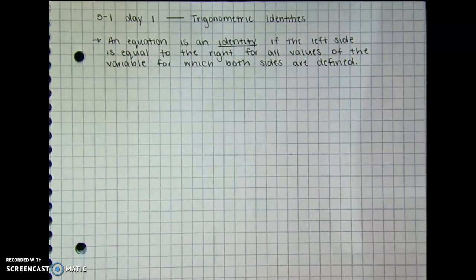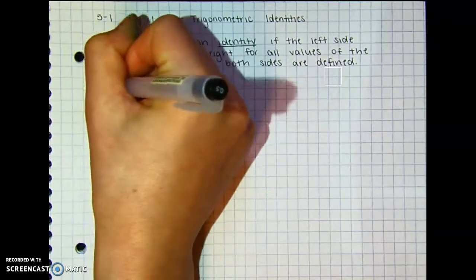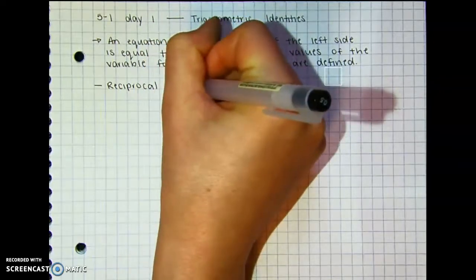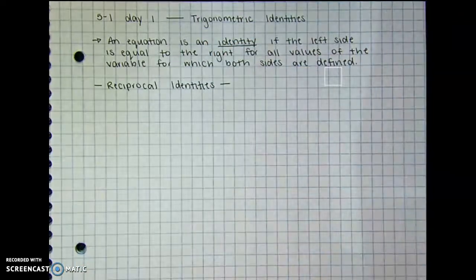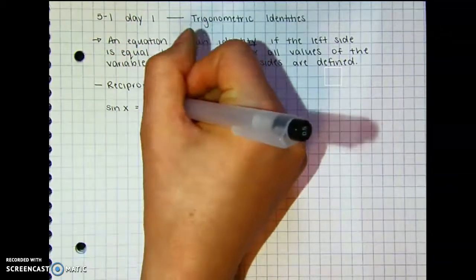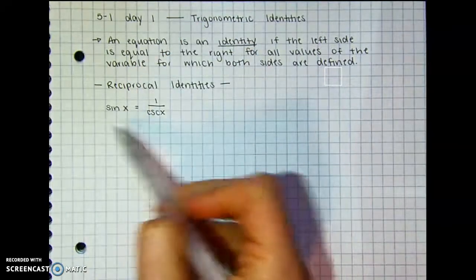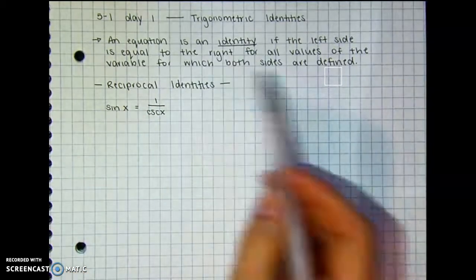Okay, so we're going to start you off with 3 identities. 2 of the 3 you should already know. First one is the reciprocal identities, because there's more than one. So your reciprocal identities are sine of x is equal to 1 over cosecant of x. Right, so this is an identity because the left side is equal to the right for all values of x for which they're both defined.